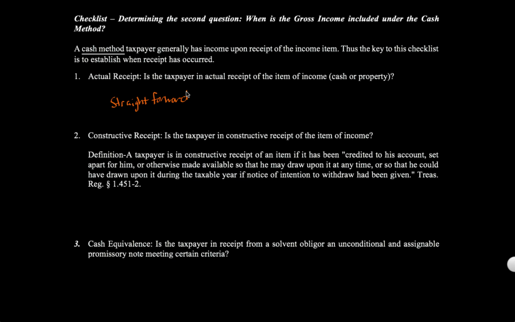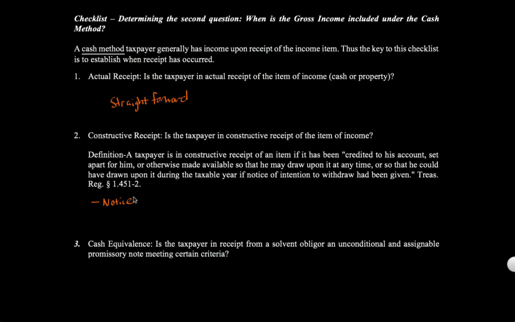The next is constructive receipt. Constructive receipt is met when an item has been credited to the taxpayer's account, set apart for him, or otherwise made available so that he may draw upon it at any time, or so that he could have drawn upon it during the taxable year if notice of intention to withdraw had been given. Notice is key in this determination. If the taxpayer does not have notice that the income item is available and subject to the taxpayer's control, then there can't be any constructive receipt.